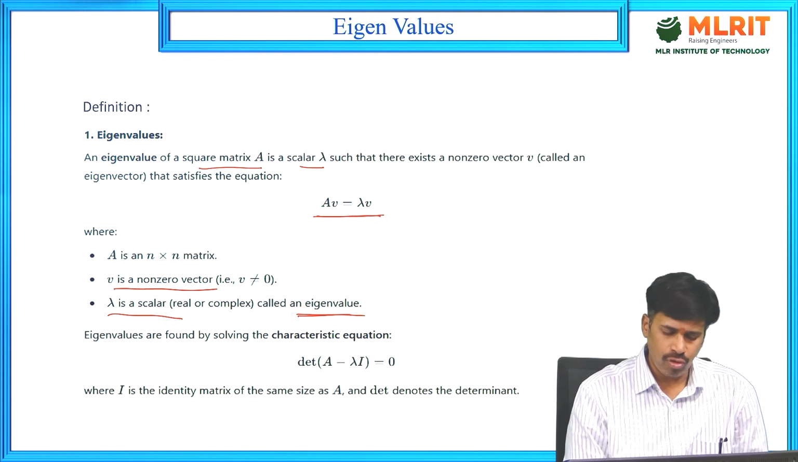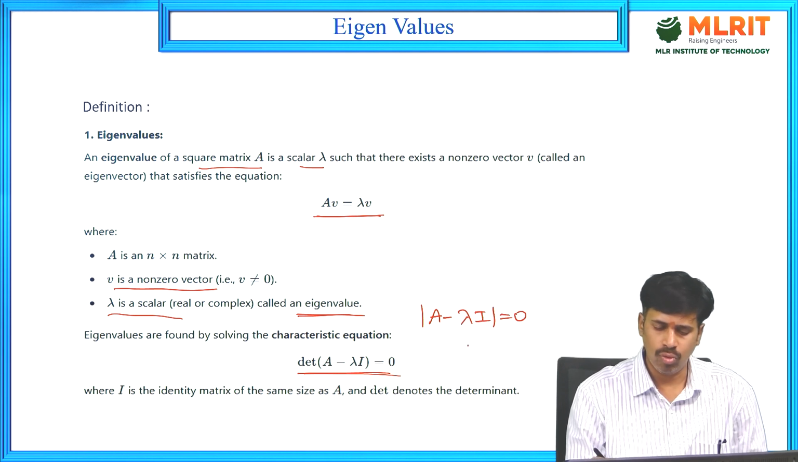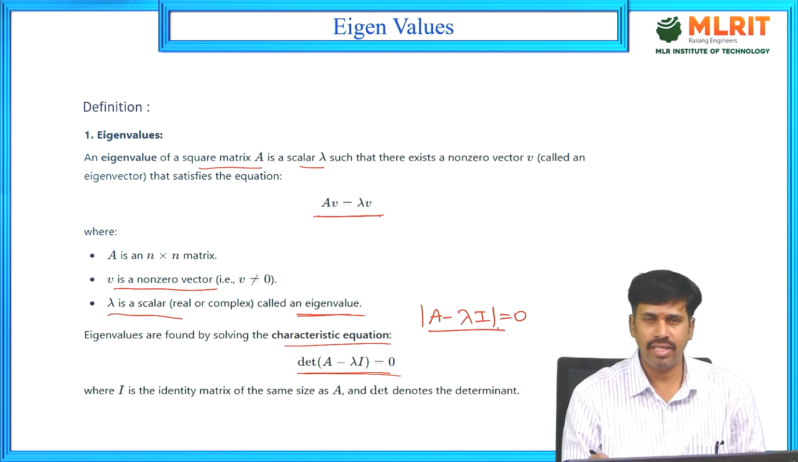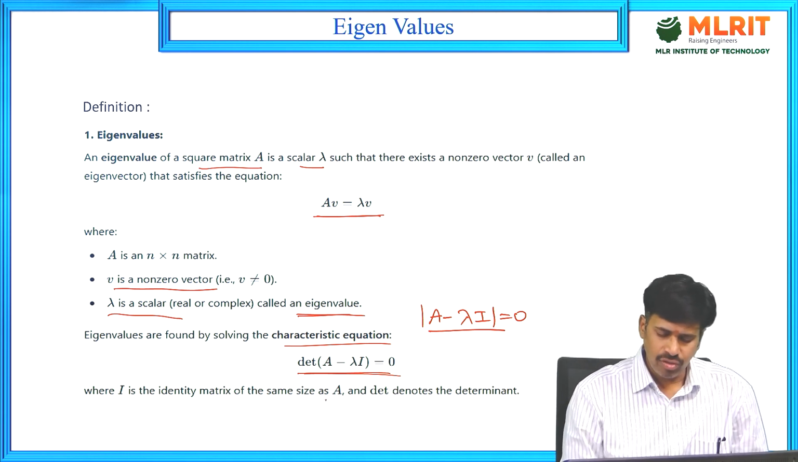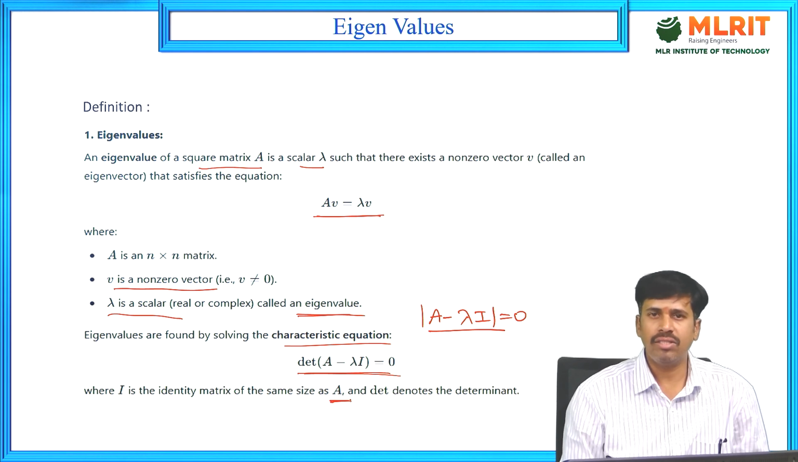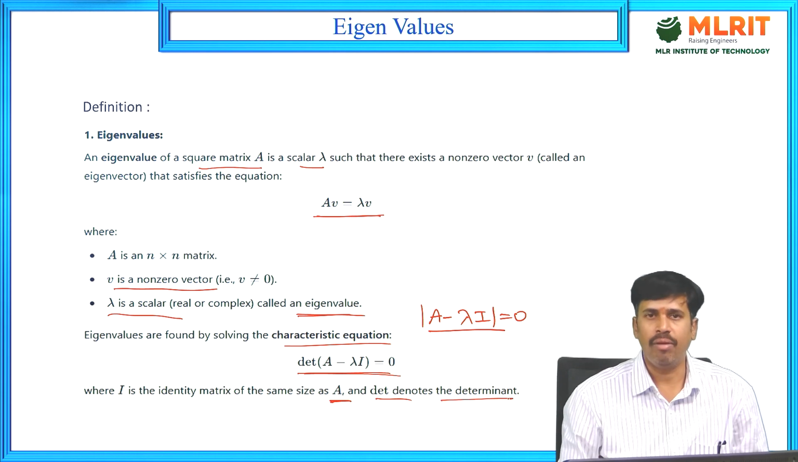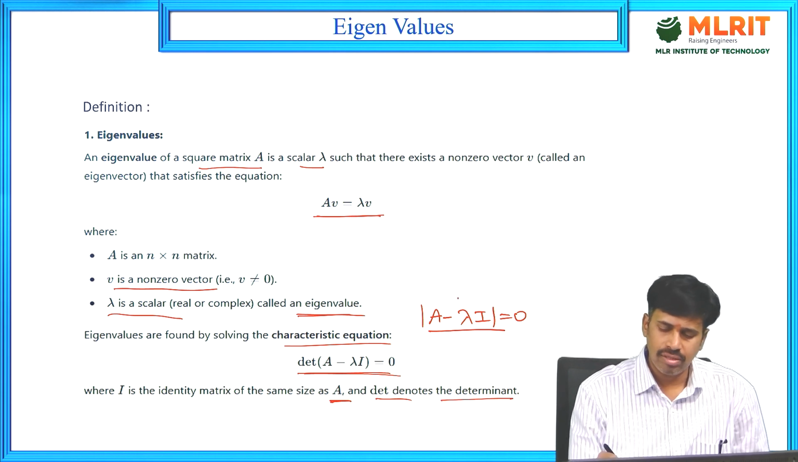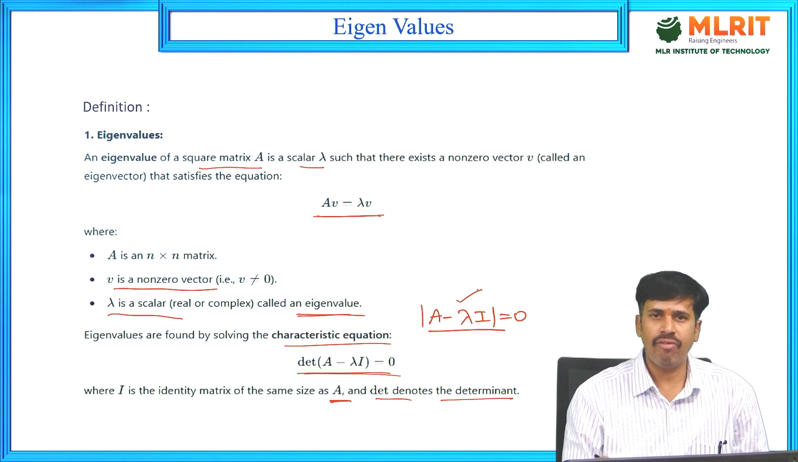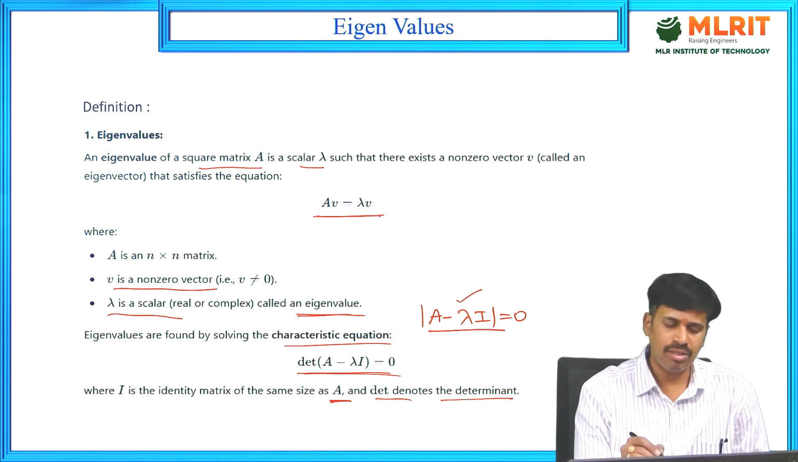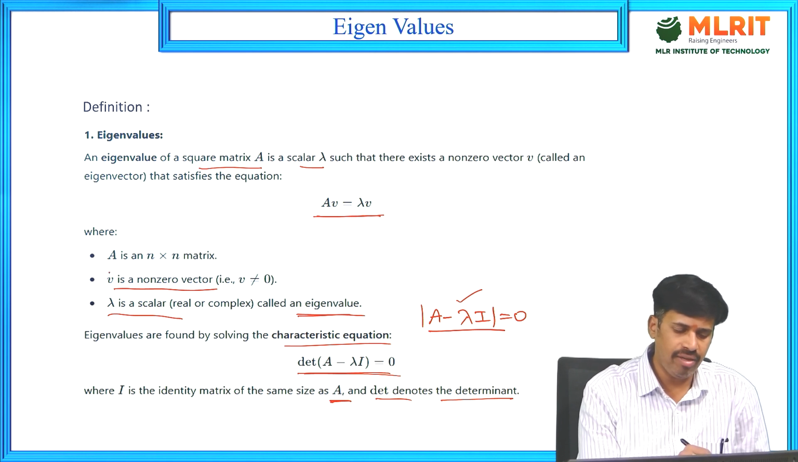So eigenvalues are found by solving the characteristic equation. This is determinant of A minus lambda I equal to 0. This equation is called the characteristic equation, for which we find the eigenvalues. And I is the identity matrix of the same size as A. If A is a 3 by 3 matrix, we consider the identity matrix I3. Determinant denotes the determinant. By using this characteristic equation, we find the eigenvalues which are denoted lambda 1, lambda 2, lambda 3. And the corresponding eigenvectors are denoted with V.